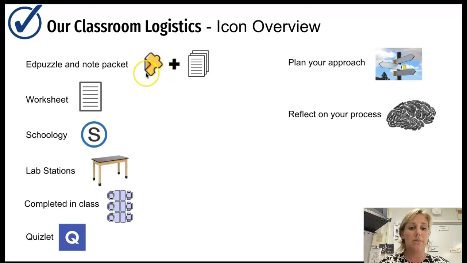Here are some icons in our class that we're going to be using. This little puzzle piece right here means we're going to be doing notes with the application Edpuzzle. You use your FCPS login to get into this. A piece of paper means it's a worksheet. You need to collect it around the room. Schoology S means the assignment can be found in Schoology. If it's a lab that requires the lab stations, you'll see a picture of the desk. You'll see completed in class as well as a Quizlet button.